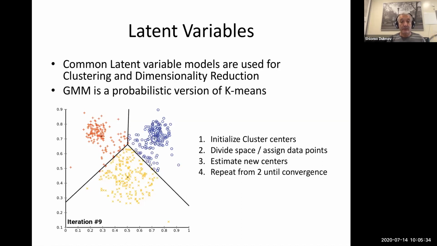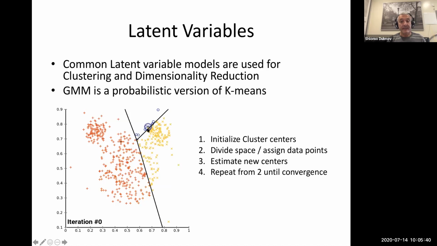Once you have, at each iteration, these three centers, you assign the points to that Voronoi region. These are called Voronoi regions.